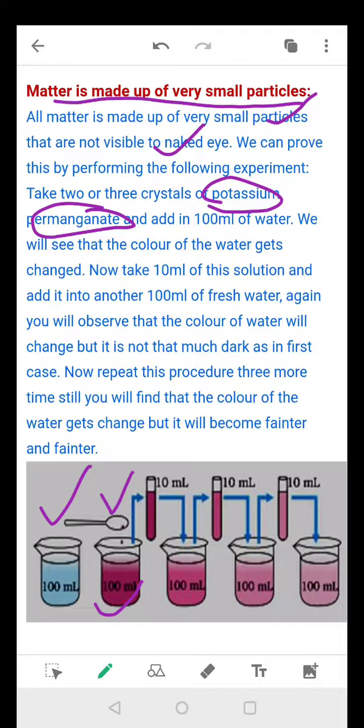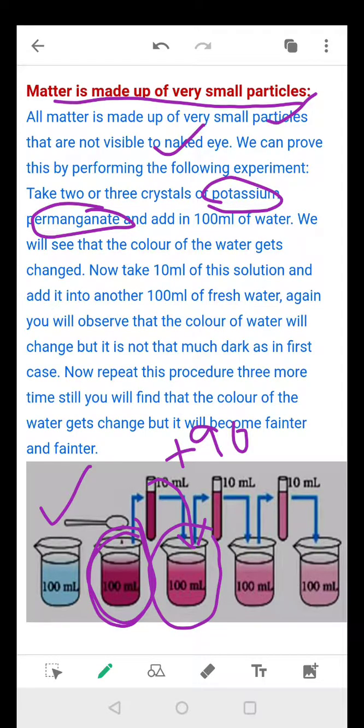into pink. Now we'll keep another beaker, and we'll take 100 ml from this beaker. And we'll add it into the third beaker. How much have we added? 10 ml. And we'll add 90 ml of water. So what will we observe in the third beaker, students? We will observe that the color of the solution has faded a little bit. Here it is dark pink, here it is a little bit less pink.